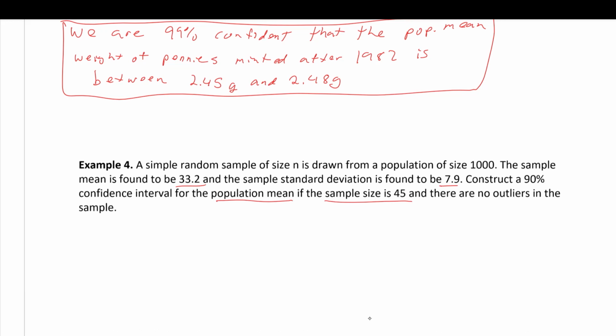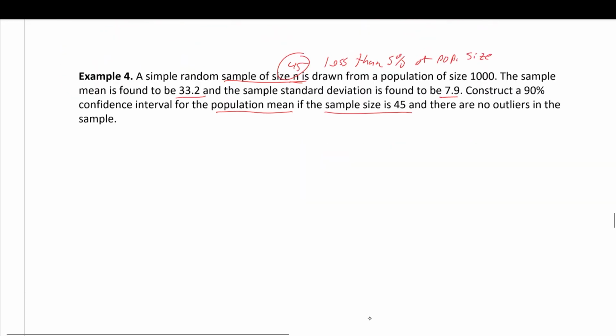It says a simple random sample of size n, which we found to be 45, they said it at the very end, is drawn from a population of size 1000. Why did they give us that? Well, it's just to go through one of those criteria. As long as your sample size is less than 5% of the population size, then we're good.